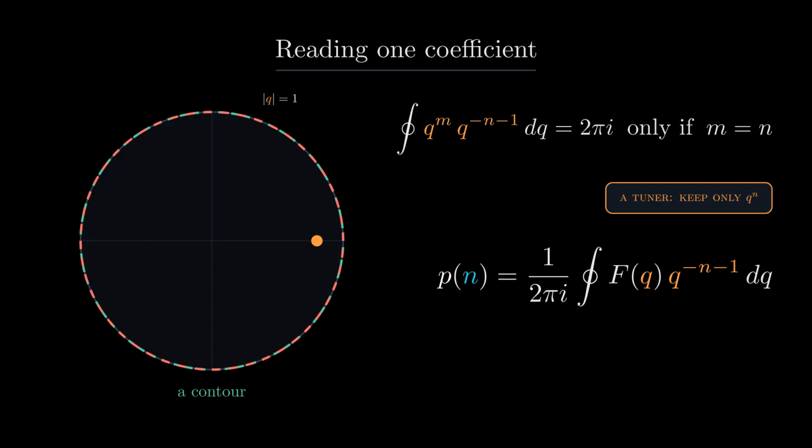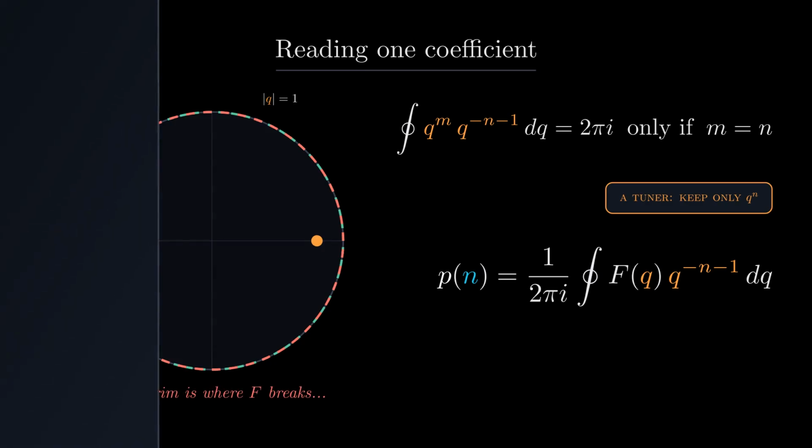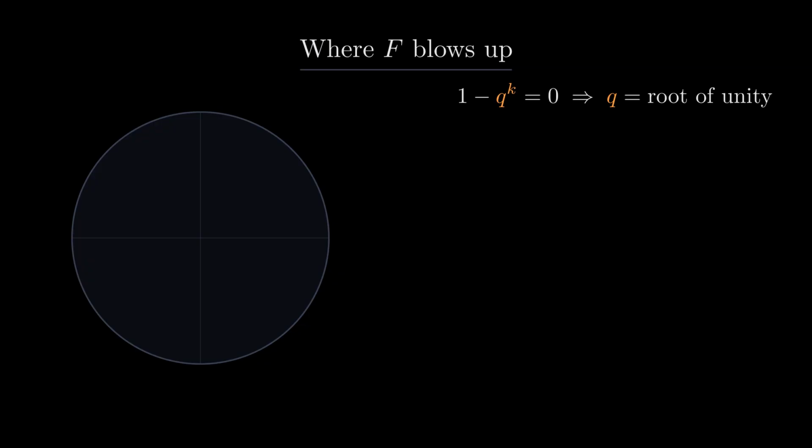Remember, F is a product of factors 1 over 1 minus q to the k. Each one explodes wherever its denominator hits 0. That is, wherever q is a root of unity. And those roots of unity are everywhere on the rim, denser and denser, until they leave no gaps at all. The unit circle is a solid wall of singularities, a natural boundary. There is simply no reaching across it.